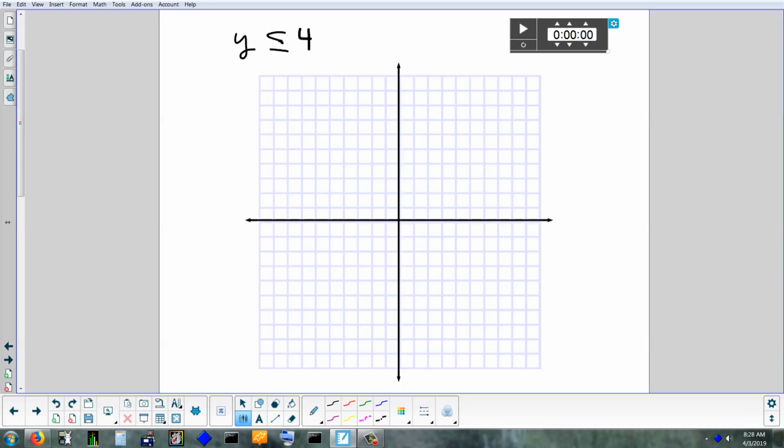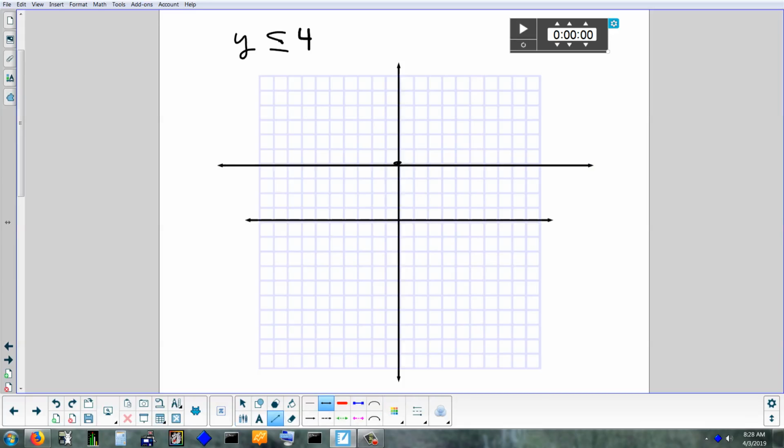So Yusuf, you said how to graph it. Can you just say it again? Go to 4. All right, how do I go to 4? Go up. So I'm going to go up to 4. And then draw a horizontal line on 4. Perfect. What kind? Dotted or solid? Solid. How do you know that?